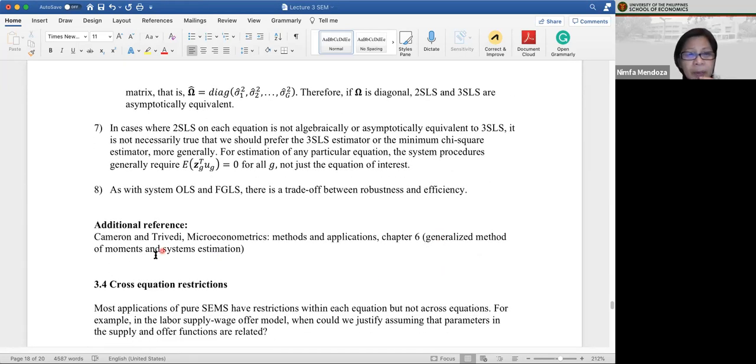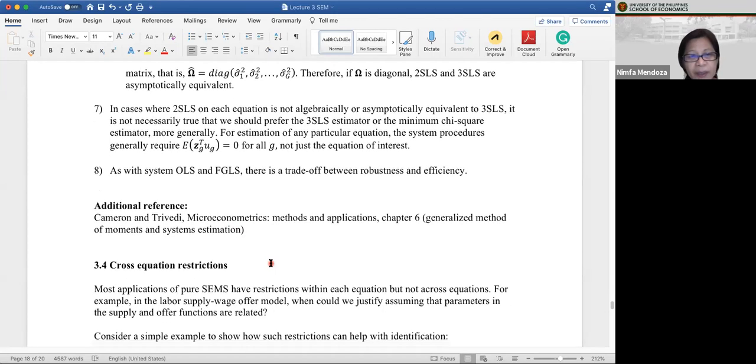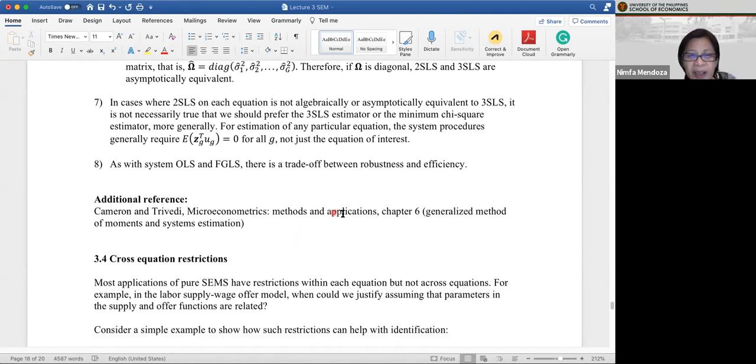You might want to go through the Cameron and Trivedi book, Microeconometrics: Methods and Applications, Chapter 6 on the generalized method of moments and system estimation. It's a shorter chapter compared to the Wooldridge chapter.